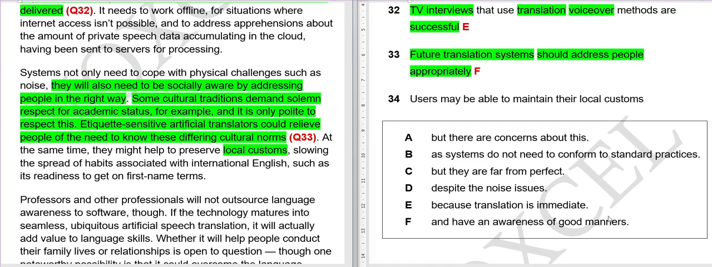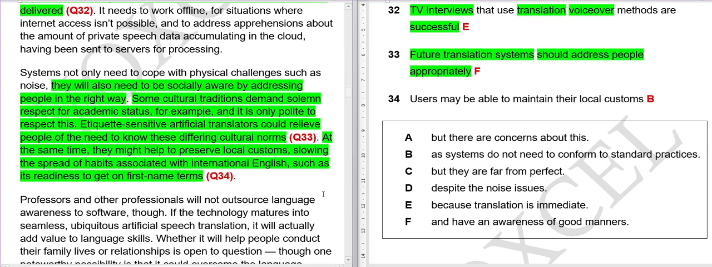Okay, time's up. And now I'm going to write the answer here. The answer to this question is option B. As systems do not need to conform to standard practices. So here it is written in this particular sentence. Let me write the location first, then I will tell you why it is our answer. Question number 34.